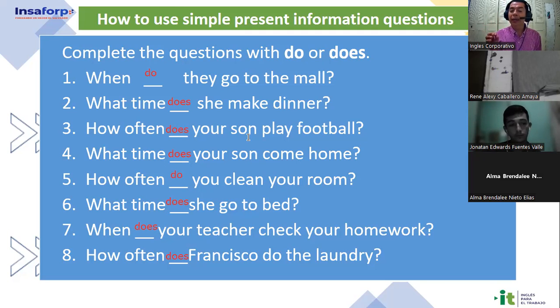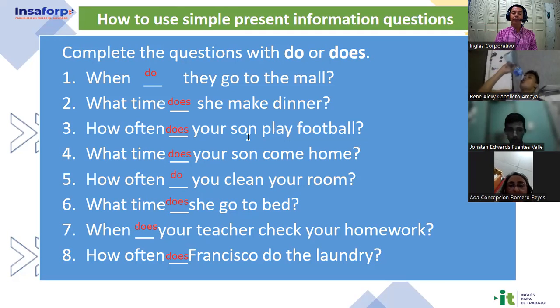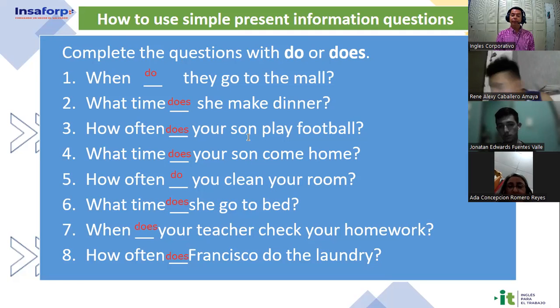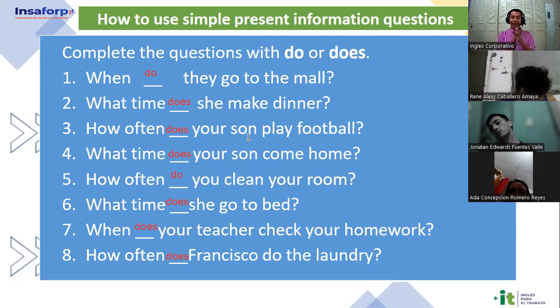Good, thank you. Now listen, time, right? Time. Okay, Ada, hello, Ada. Can you help me reading number 5, 6, 7, and 8, please, Ada? Okay. How often do you clean your room? What time does she go to bed? When does your teacher check your homework? Homework. How often does Francisco do the laundry? Okay, thank you very much, Ada.